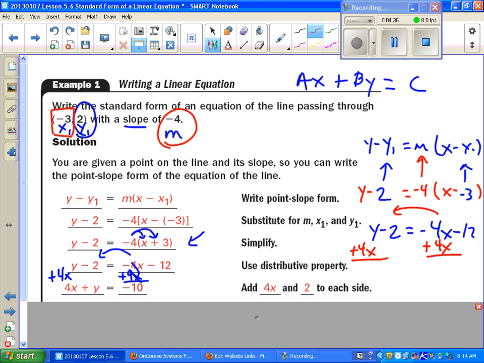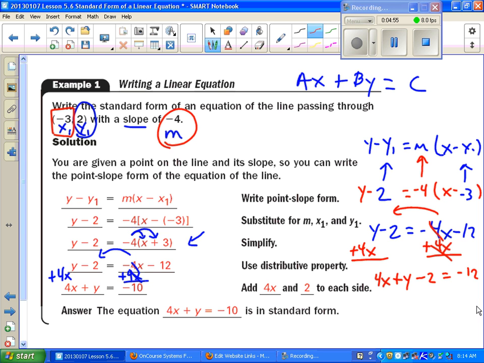Okay? You can't add 4x to y or to -2, because they're not like terms. So what we have now is a positive 4x, a positive y, and a -2 equals, and these will cancel out and leave you with -12. The only thing you have to do at this step is get the -2 to move over to the right side. Just like we moved the -4x to the left, we want to move the -2 to the right.